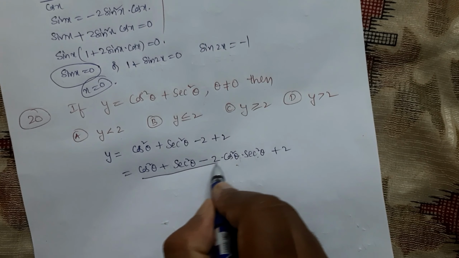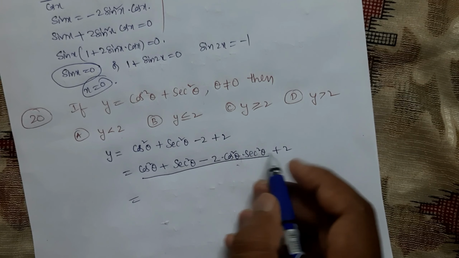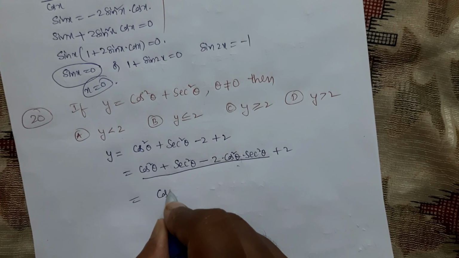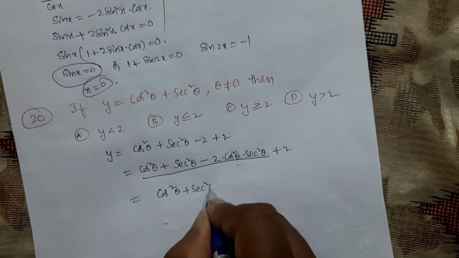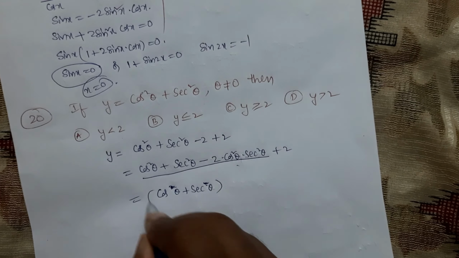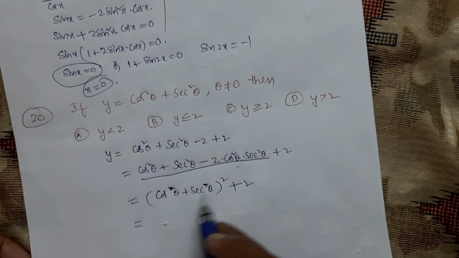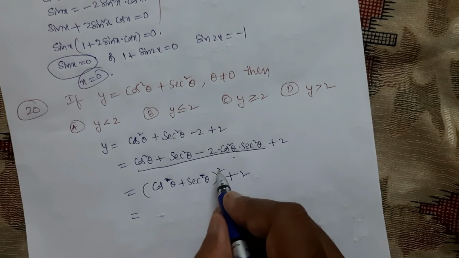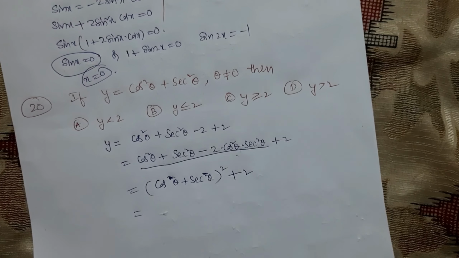But if you observe this term, it is in the form of a square plus b square minus 2ab, nothing but a plus b whole square. So cos square theta plus, okay, this is cos theta plus secant theta whole square, this is plus 2. But here if you observe, this is whole square. Whole square, whatever it may be, always it will be positive, and again plus 2.